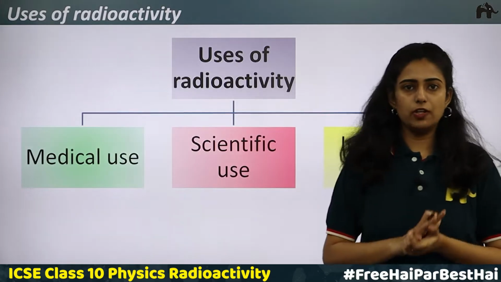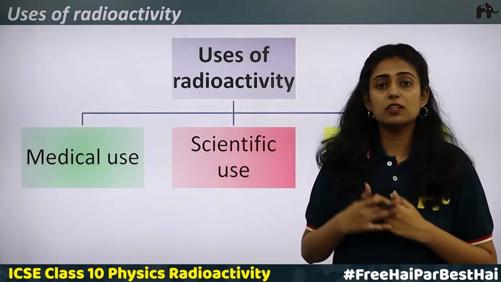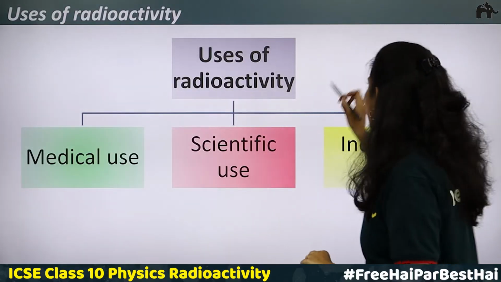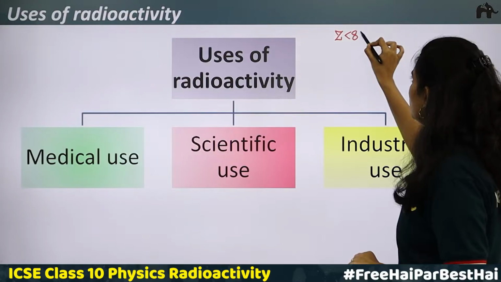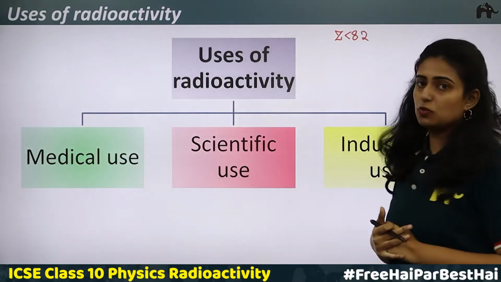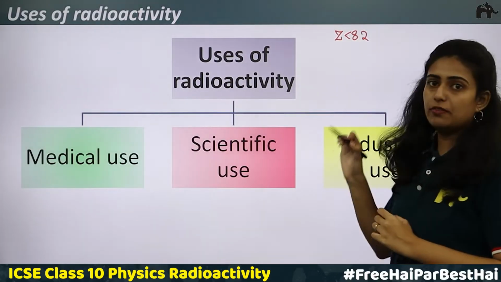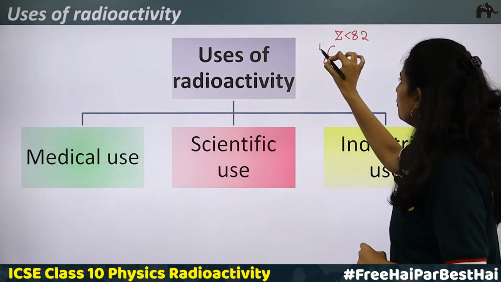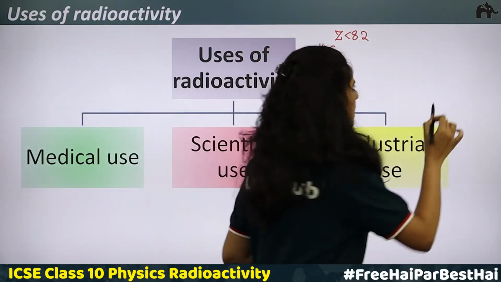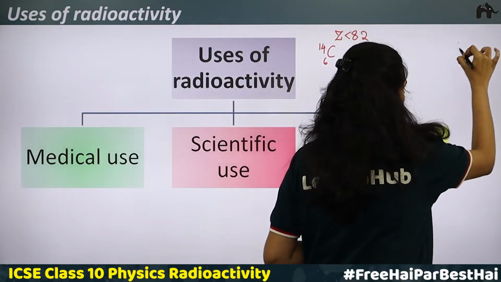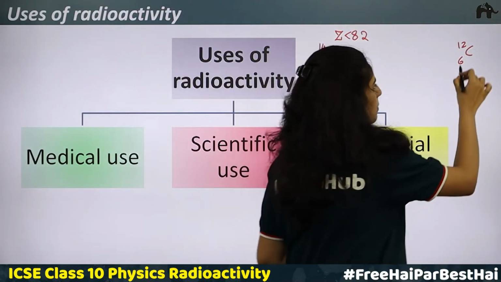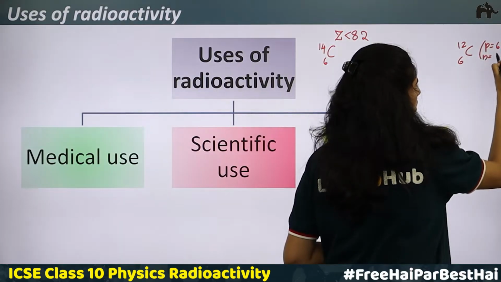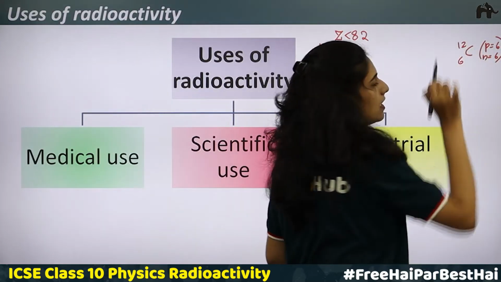Clear? Uses of radioactivity. We have said that when the atomic number goes greater than 82, in that case you will be able to find radioactive substances. Even when the atomic number is less than 82, there are some radioisotopes existing. For example, when you take carbon, carbon-14 is a radioisotope. The normal or stable carbon is carbon-12. Here you will be able to see that the number of protons is 6 and the number of neutrons is also 6. So the mass number is 6 plus 6, that is 12.